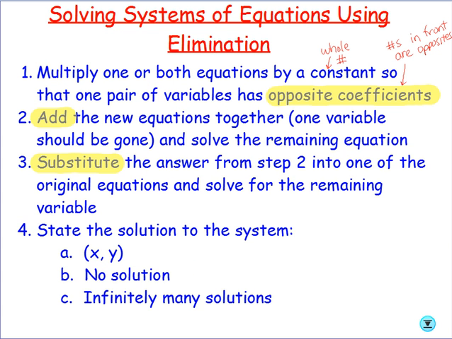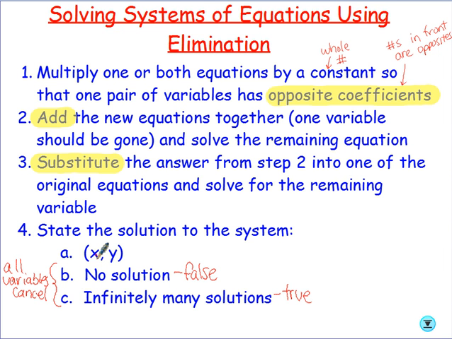Look back at the last step. State your solution. We have one option of x, y. And then we have, again, the specialty cases. These are, again, when all variables cancel. No solution is still false. Infinitely many solutions is still true.